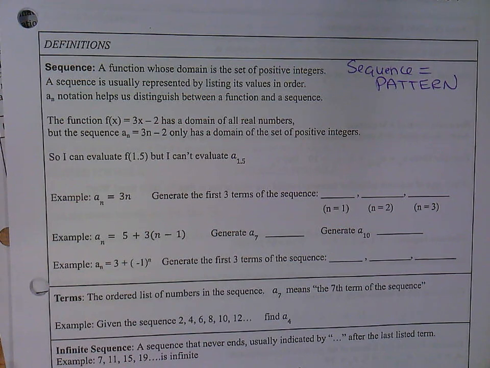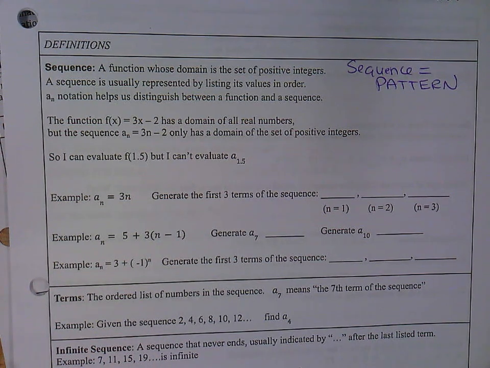But the first one has the domain of all real numbers. So I could plug in -5. I could plug in 1.5. In this one, I'm only allowed to plug in 1, 2, 3, 4, because that's term 1, term 2. So there is a big difference based on how it is written. So you're going to see that a sub n notation. So I can evaluate f of 1.5, meaning plug in 1.5, but I can't evaluate a sub 1.5.